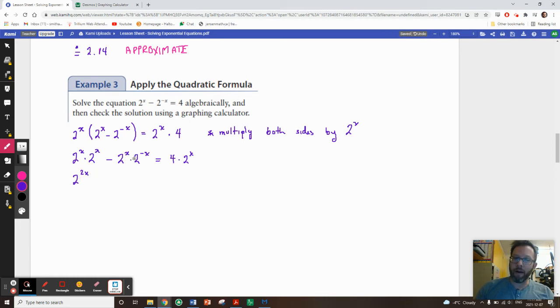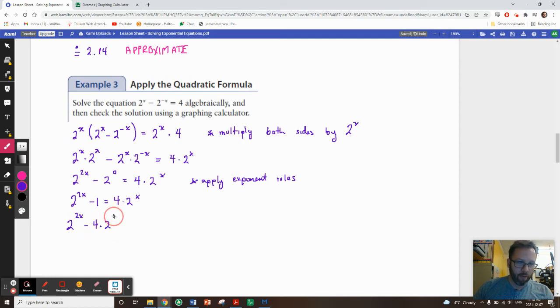2 to the power of x times 2 to the power of negative x. Here's the beauty of this. x plus negative x gives you 0. And on the right-hand side, we have 4 times 2 to the power of x. Here, we just applied our exponent rules, right? And of course, 2 to the power of 0 is 1. So 2 to the power of 2x minus 1 equals 4 times 2 to the power of x. And I'm going to rewrite everything on one side. 2 to the power of 2x minus 4 times 2 to the power of x minus 1 equals 0.